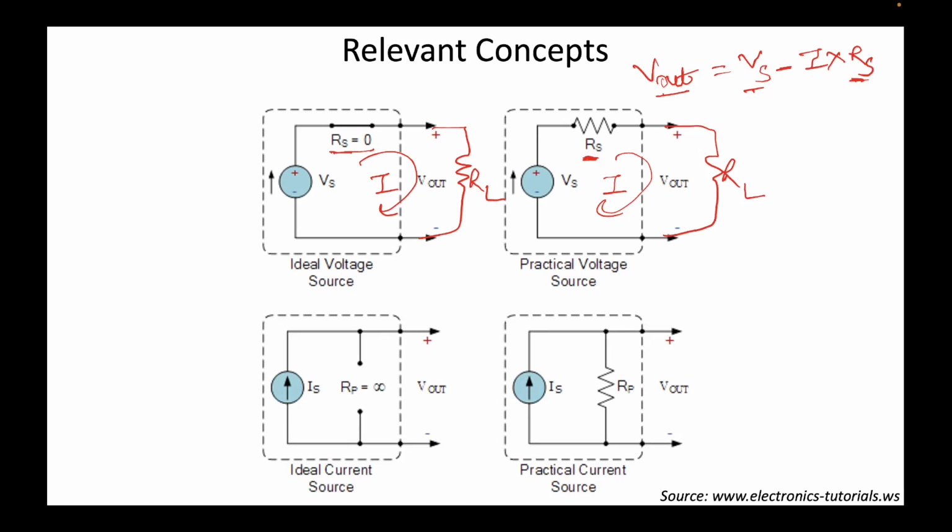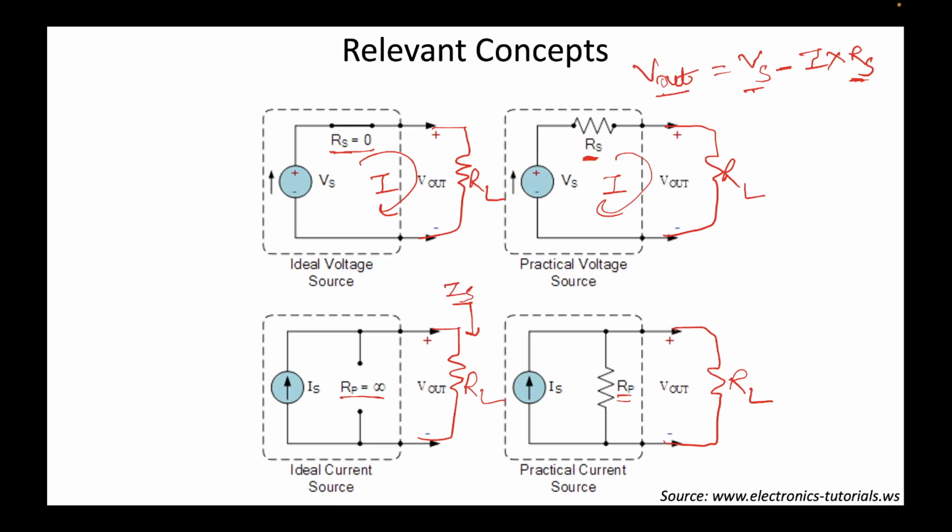Extending the same principle to current sources. On the left, we have an ideal current source. On the right, a practical current source. An ideal current source has infinite shunt resistance. A practical current source has non-zero, non-infinite shunt resistance. Again, we'll assume that we are connecting a load RL across our current sources. In case of an ideal current source, the current Is will flow through our load resistor.